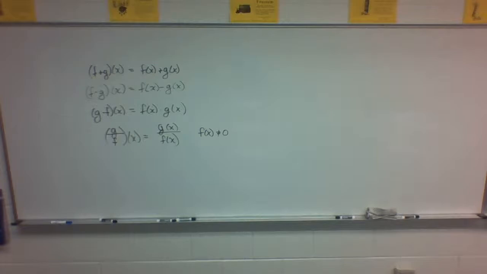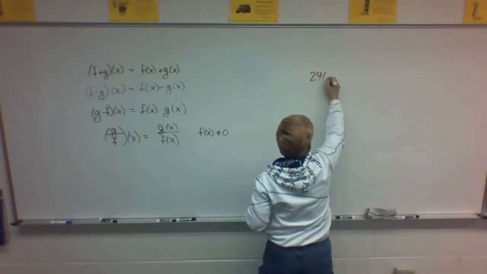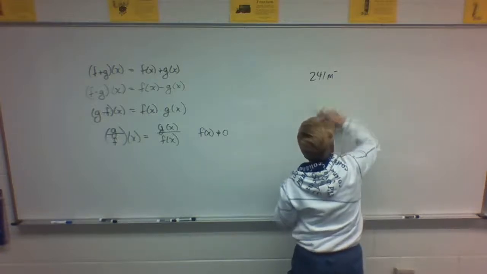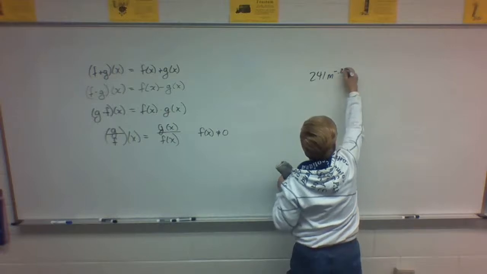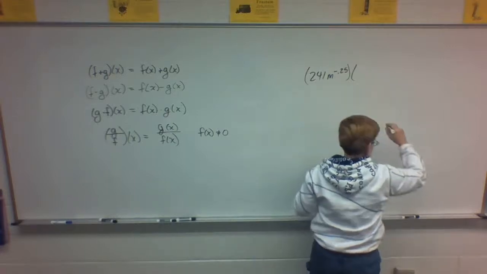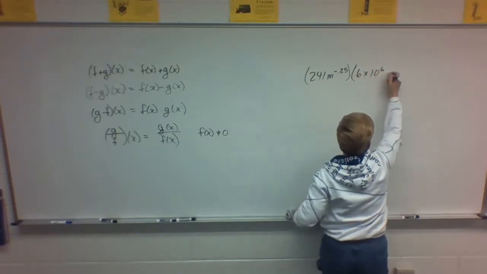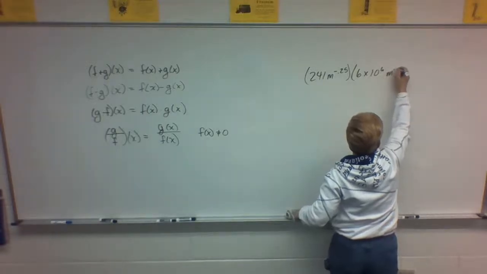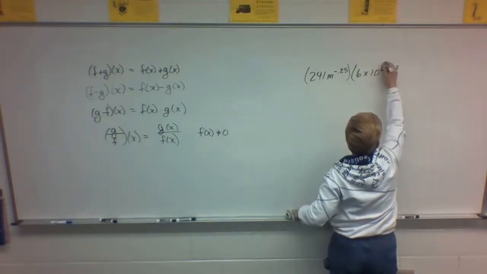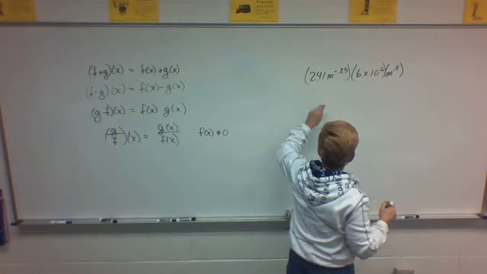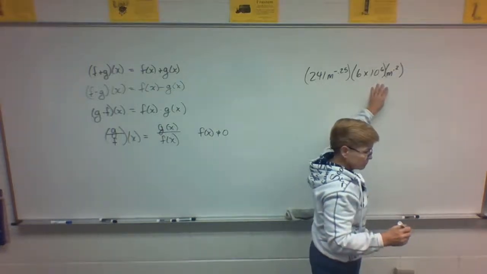R times S of M is going to be 241 M to the negative quarter. They have decimals, so I'll use decimals too. Times, what's the other one? 6 times 10 to the 6th, and then M to the 0.2. Like that? Yep. Okay, so this is R times S as a function of M.